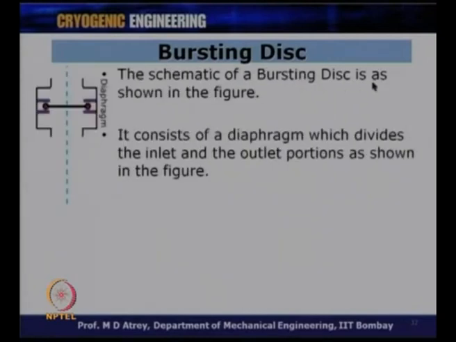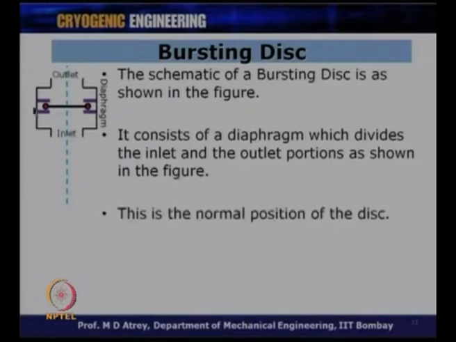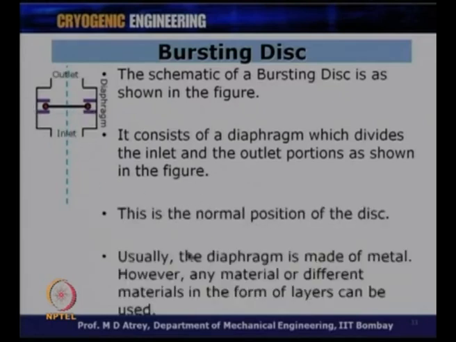The schematic of a bursting disc is as shown in the figure. You can see the burst disc here. It consists of a diaphragm which divides the inlet and the outlet portion as shown in this figure. This is the normal position of the disc when it is in closed condition. Usually, the diaphragm is made of metal. However, any material or different materials in the form of layers can be used. Alright, so various possibilities here.